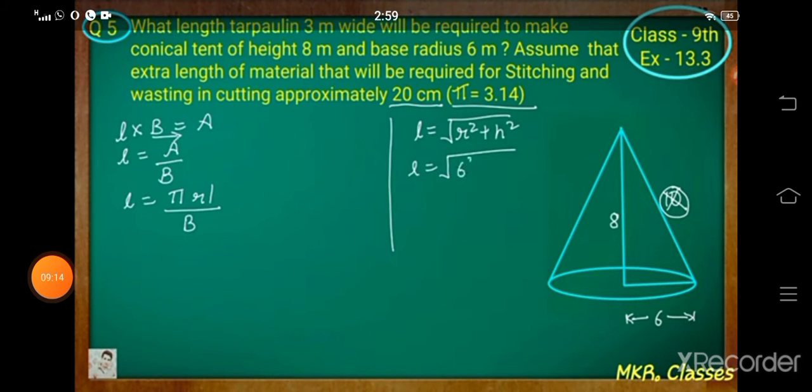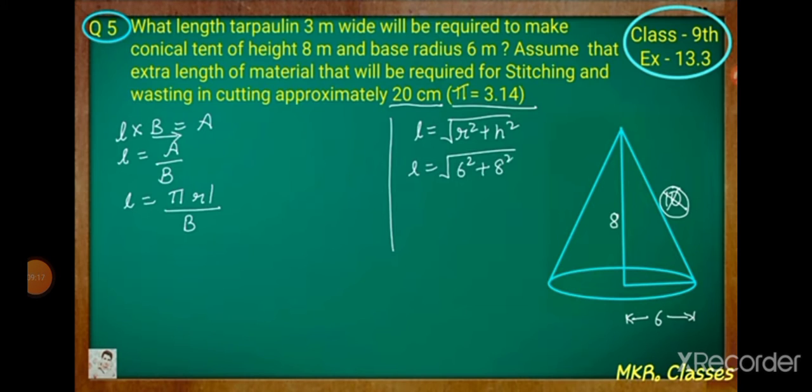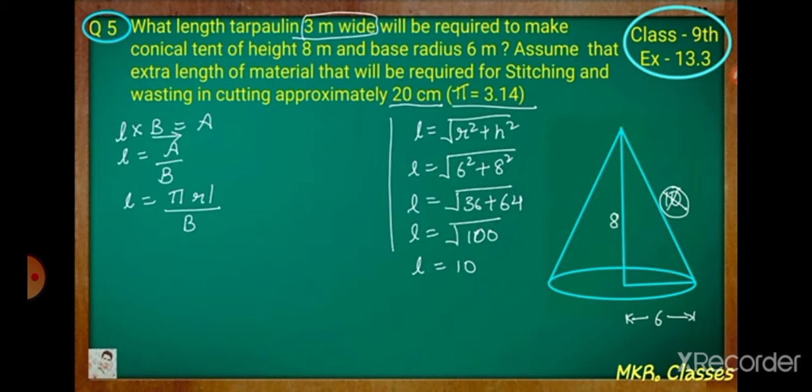Now the next question. The length of tarpaulin 3 meter wide will be required to make a conical tent of height 8 meter and the base radius is 6 meter. Assuming that extra length of material required for stitching and wasting cutting is approximately 20 centimeter and pi is 3.14 is given. Again, height and base are given, slant height is not given. So first we will find slant height with the formula root r square plus h square. R is 6, H is 8, so 6 square is 36, 8 square is 64, which gives us 100. So the value of L is 10.